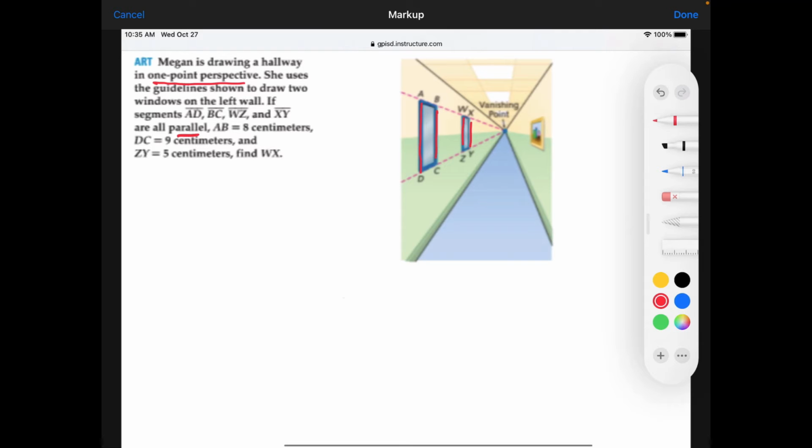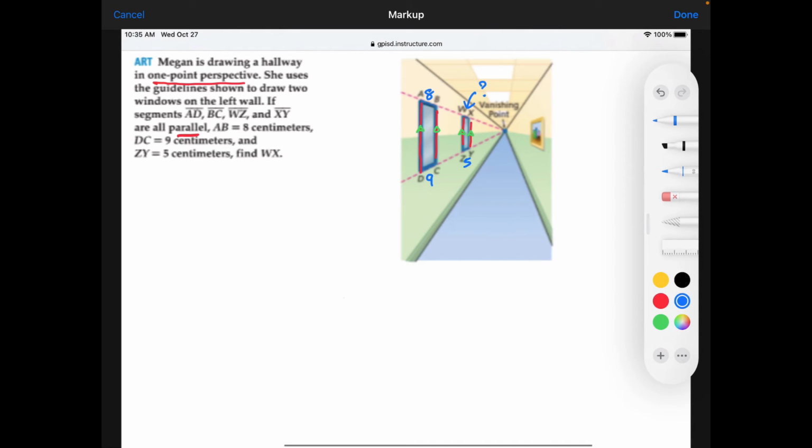So I'm just going to go ahead and draw little arrows to show that they are parallel. That's what those little arrows mean. And they tell us that AB measures 8 centimeters. DC is 9 centimeters. And ZY is 5 centimeters. Find WX. This is what we're looking for.